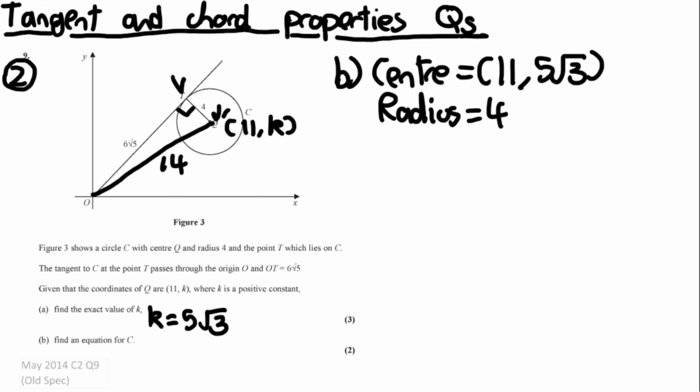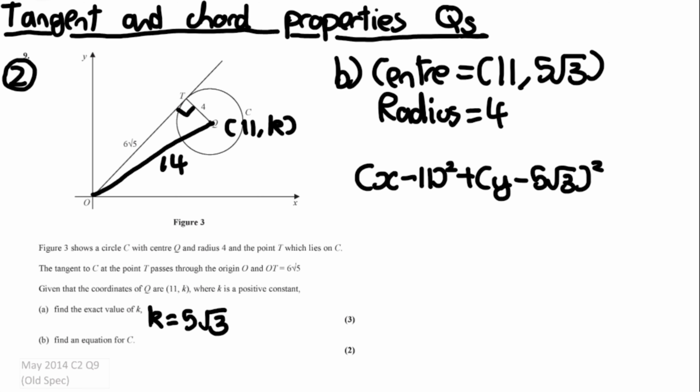It doesn't matter if we don't know what T is. We don't know what T is, but it doesn't matter, because as long as you know the radius, it doesn't matter at all. So we know the radius, so therefore we can write the equation of the circle as x minus 11 squared plus y minus 5 root 3 squared is equal to 4 squared, which is equal to 16. And this is the final answer.